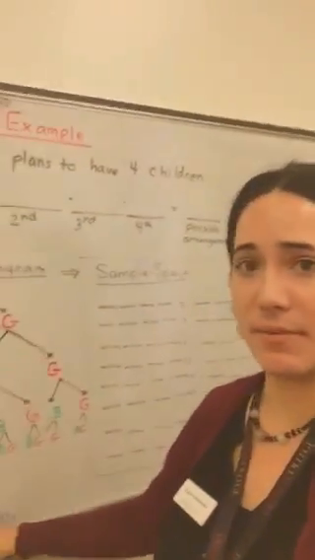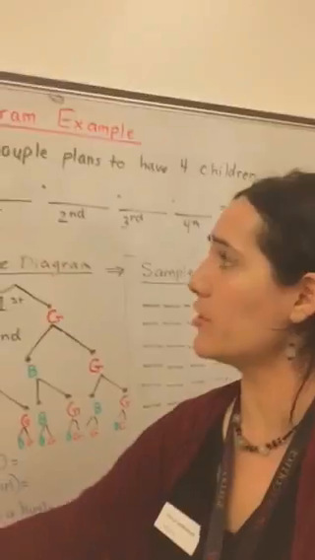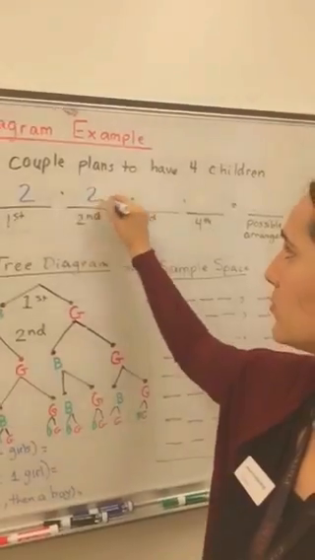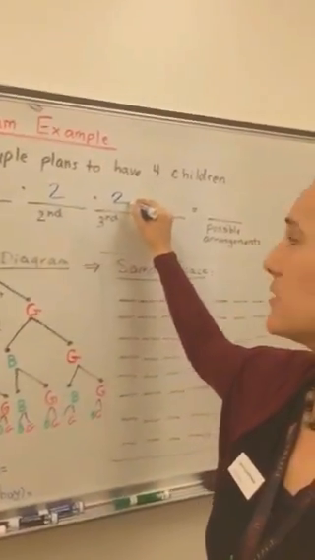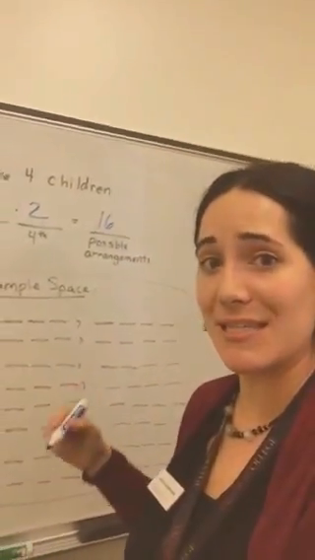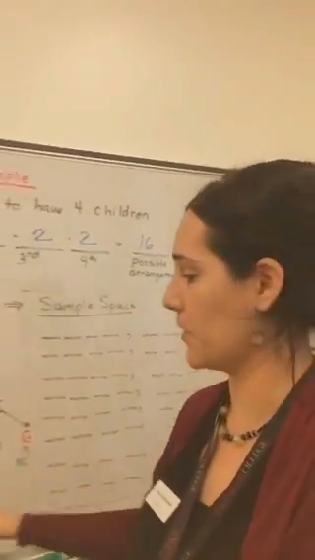For example, at the beginning, we notice that we could have, for the first child, either a boy or a girl, so 2 choices. For the second child, 2 choices. For the third child, 2 choices. And for the fourth child, 2 choices. 2 to the 4th power is 16. So our sample space should consist of 16 possible birth orders of gender.